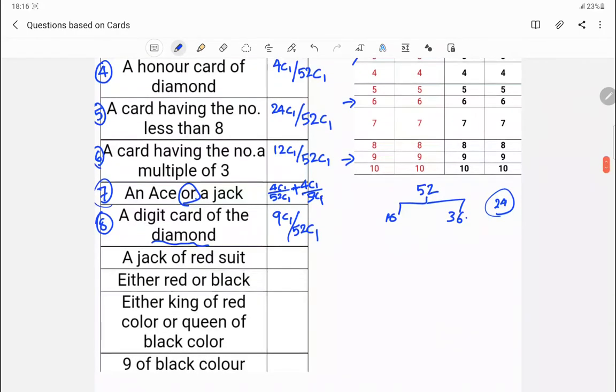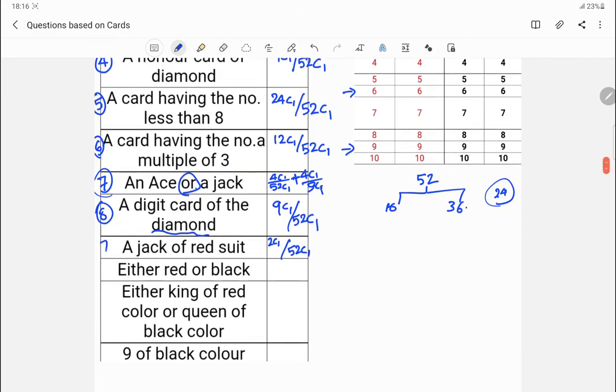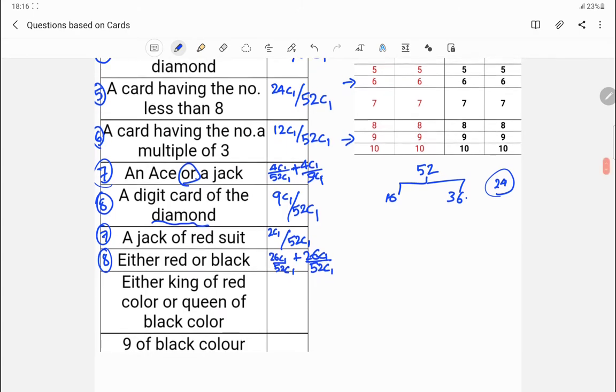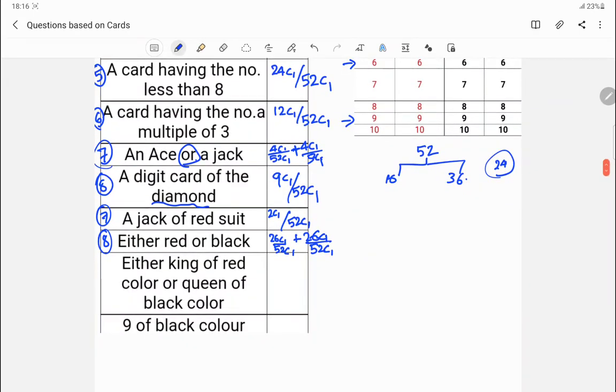Now what is the probability that it is a jack of red suit? So this is 52c1. Under red suit, how many jacks would be there? There are 2. So 2c1 divided by 52c1. Next question: it is either red or black. For it to be red, there are 26. So 26c1 divided by 52c1 plus 26c1, because blacks are also 26, divided by 52c1. Either red or black, so OR is used, so that's why we have used plus over here.